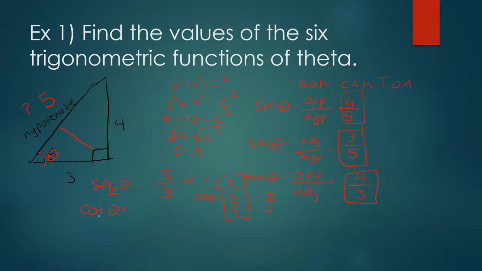Let's find cotangent. Cotangent is the reciprocal of tangent. So where's my tangent? It's right here. It's 4/3. So the reciprocal of 4/3 would be 3/4. Okay, and then let's find cosecant theta, our last one. Cosecant theta, you can think of it as the reciprocal of sine, right? The reciprocal of sine is 5/4. Or you could think of it as hypotenuse over opposite. It'll still give you the same answer. Adjacent is 3.